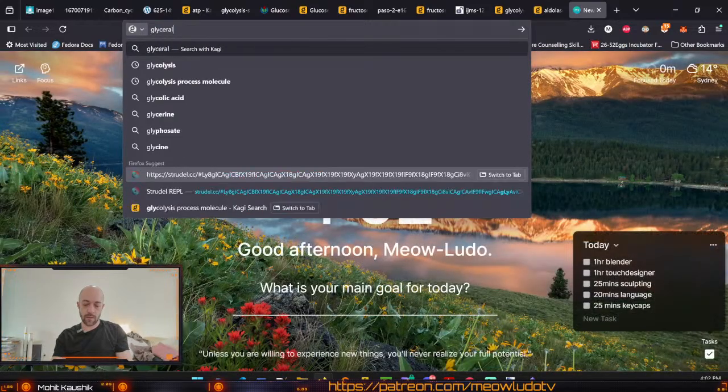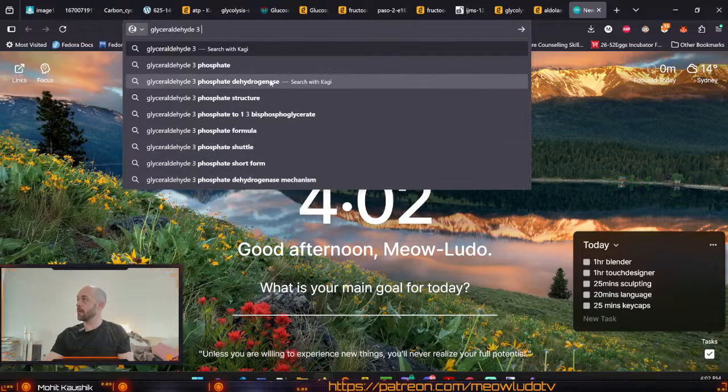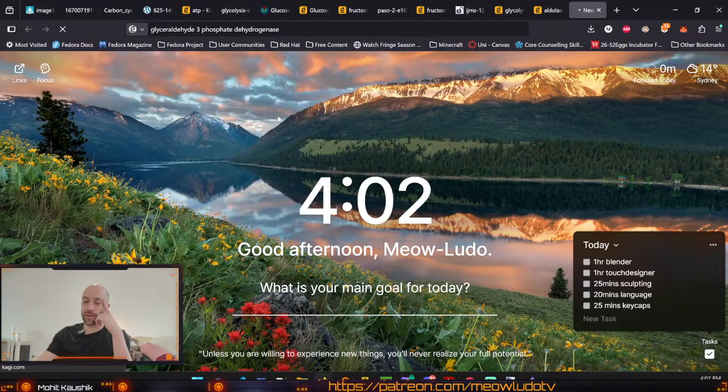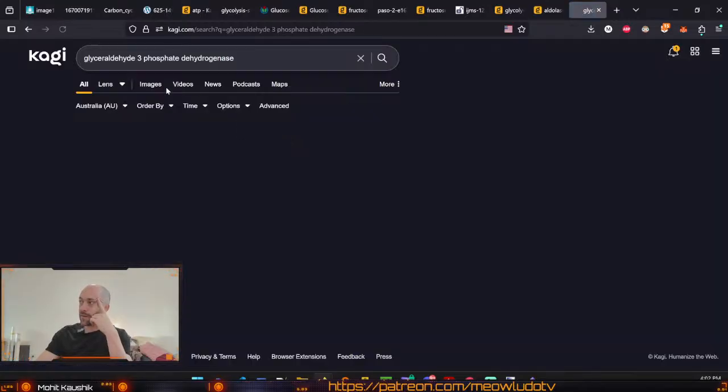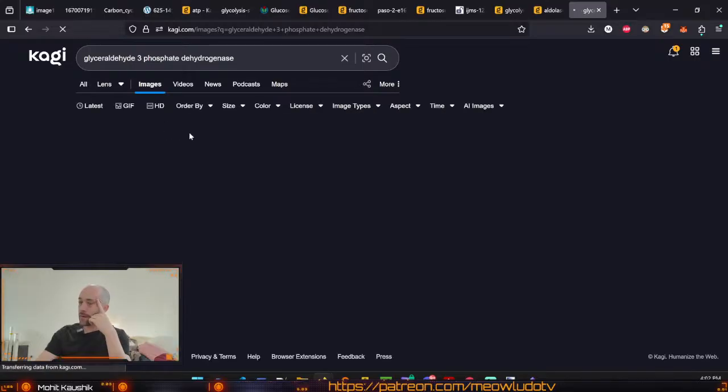Glyceraldehyde 3-phosphate dehydrogenase. Let's have a look at this reaction. I think that there's something else happening here.